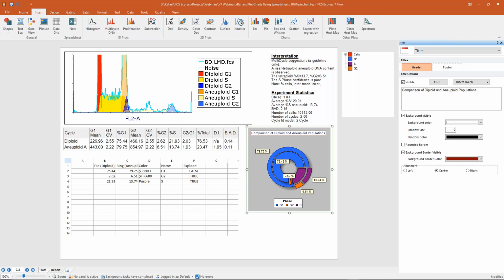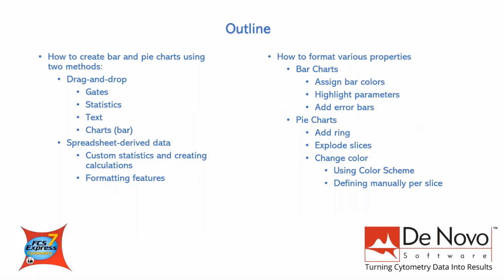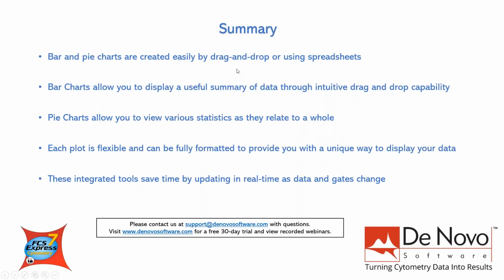And so with that, we've come to the end of our webinar today. And so hopefully what I've shown you is how you can quickly create a bar chart in FCS Express using drag and drop or using spreadsheets. Bar charts allow you to display useful summaries of your data through that intuitive drag and drop capability. Pie charts, on the other hand, allow you to view various statistics as they relate to the whole population. But both of these chart types are flexible, and they can be fully formatted to provide you with a unique way to display your data.